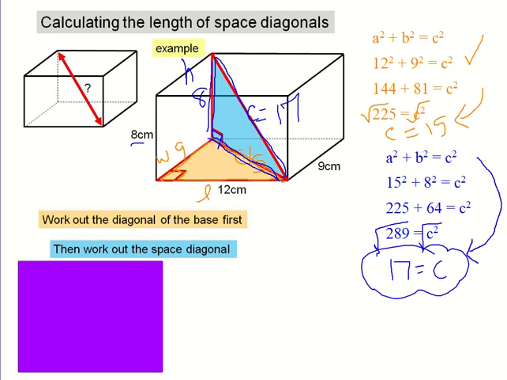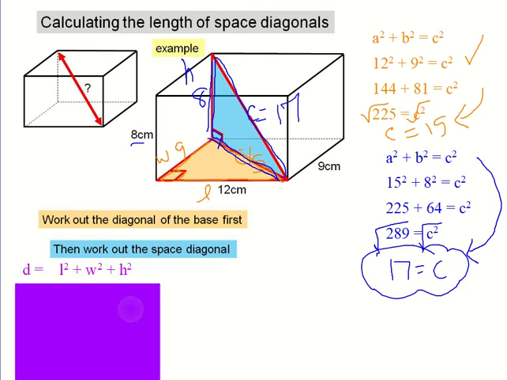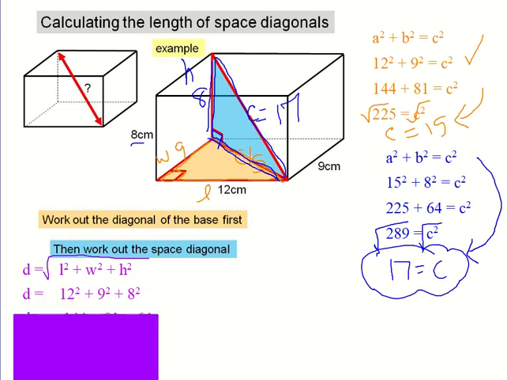The other way you could use is using the formula. The formula is the diagonal length is equal to the square root of the length squared plus the width squared plus the height squared. So what I'm going to do is plug in the length, width, and height of my prism, so the 12, the 8, and the 9, into my formula, and I get the following. I have the diagonal length is equal to the square root of 12 squared plus 9 squared plus 8 squared.